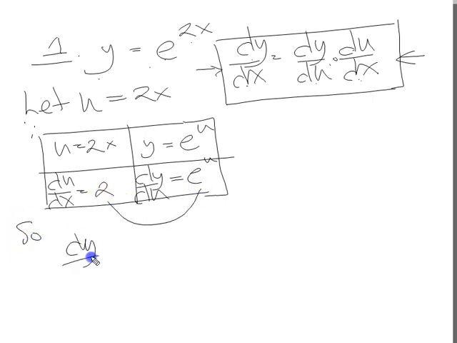So then, dy/dx equals dy/du times du/dx, there they are there. dy/du is e to the u. du/dx is 2, so customarily we write that the other way around. 2 lots of e, and the last thing you do is you put back in the substitution that you needed to make in order to do the differentiation. So you put back in the 2x, yeah?